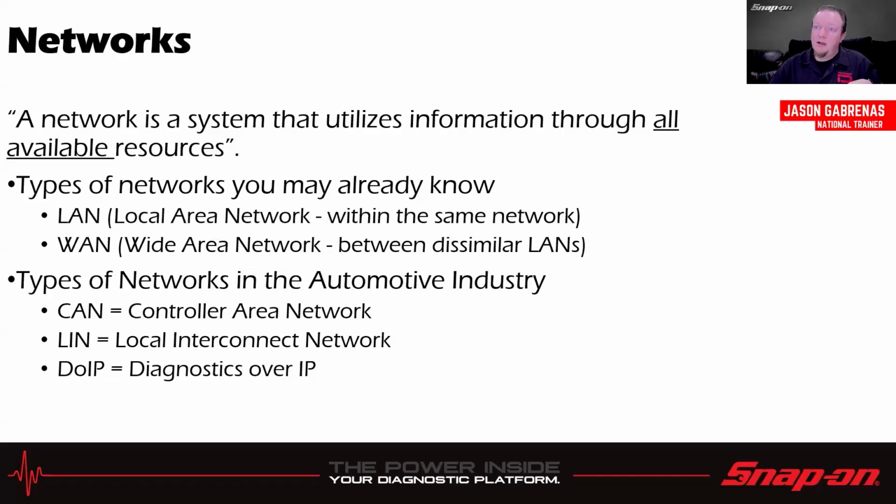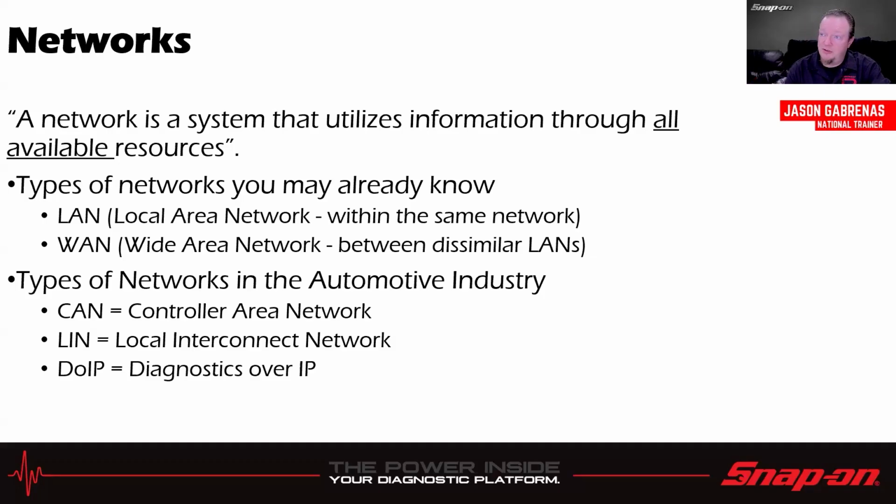So let's define a network. Networks are a system that utilizes information through all available resources. So any resources that are connected. So in the vehicle sense, let's say RPM is sent out by the ECM and the TCM needs it, and maybe the analog brakes needs it for some reason. Vehicle speed comes out of the transmission perhaps, and then traction control would need that, or whatever the combination is. But they feed information to all the other modules that might need it on the network.